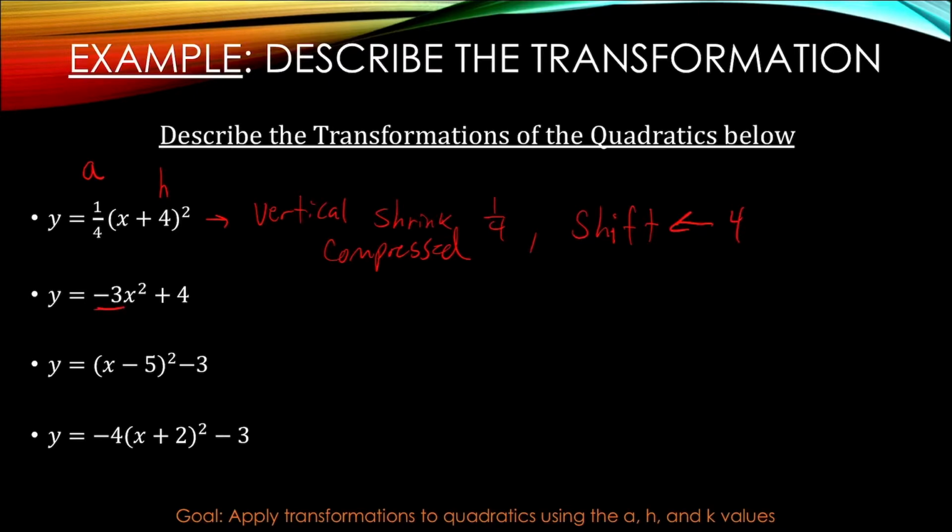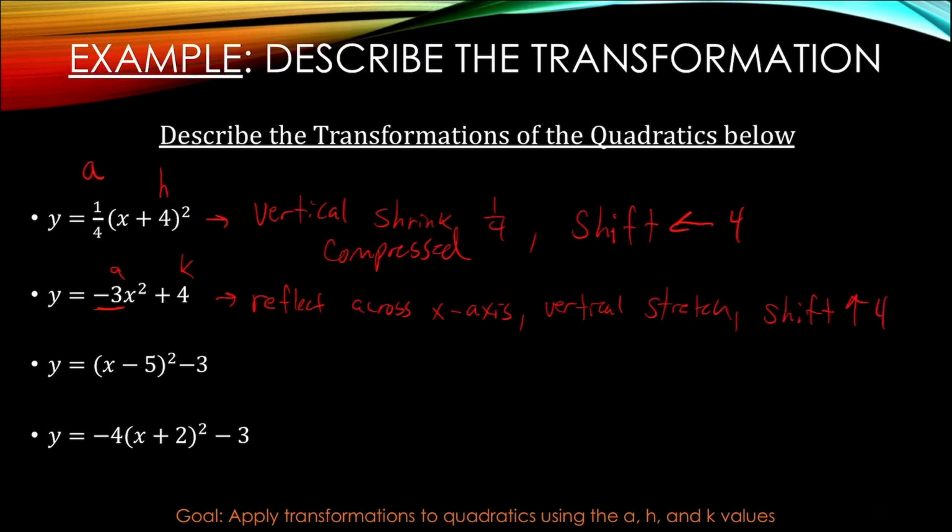Alright, let's look here. I have an A, I have a K. So my negative is going to reflect across my x-axis. It's going to open downwards. It's going to be a vertical stretch. That 3 is going to make it skinnier. And then we have a shift up by 4. That's what my K does.